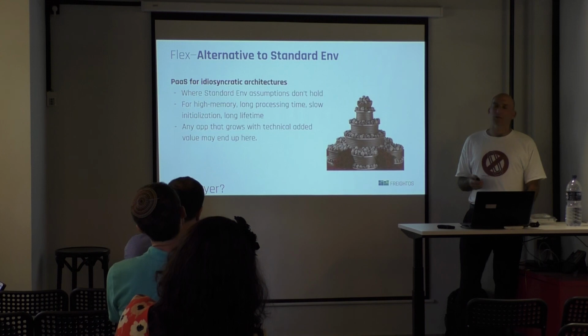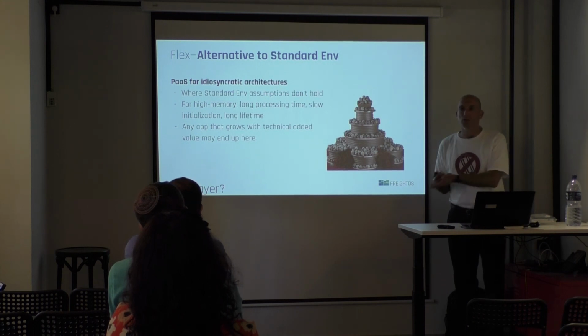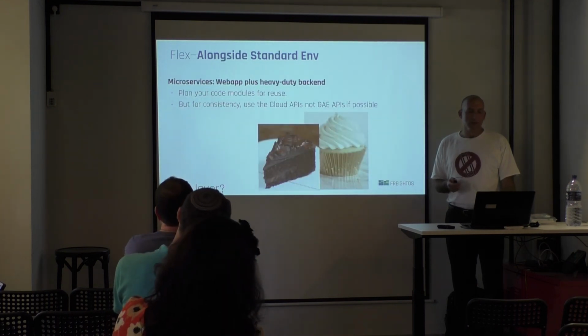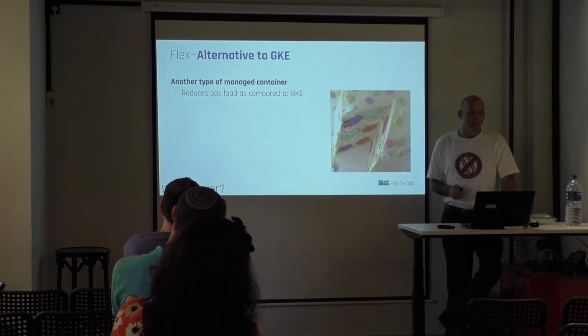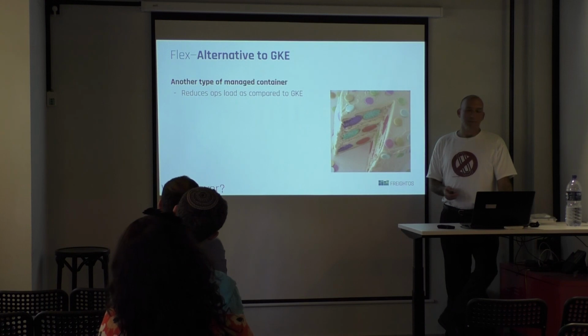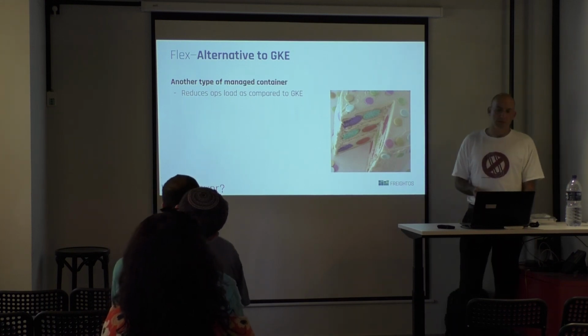But if right now you have a standard web app, and in the future you're going to do unusual things, you may end up in this place where you have a standard environment app, and then you think, do I need to move this to flexible environment? The two can run next to each other, but if you do that, then I suggest that from day one you develop using APIs that work in both systems, the cloud APIs. And if you're considering GKE, just give a thought to Flex. It's still Docker, but they reduce the ops load as compared to using GKE.